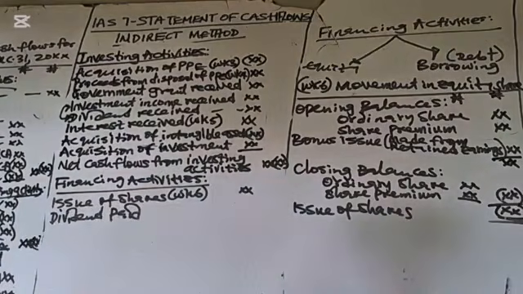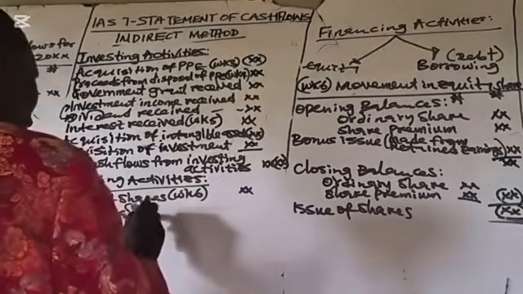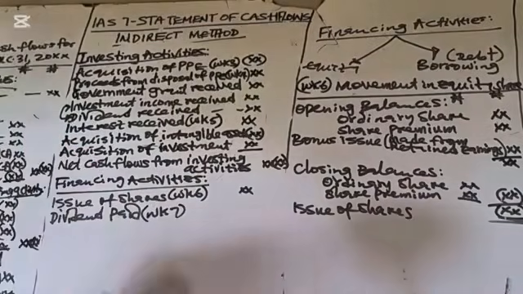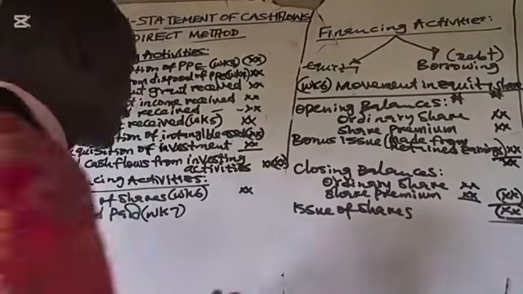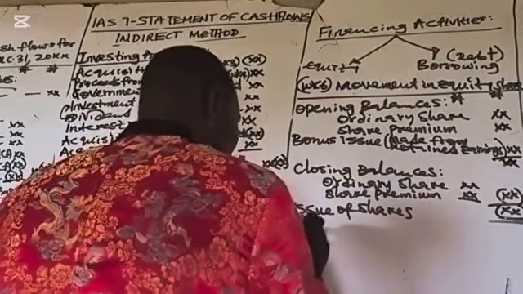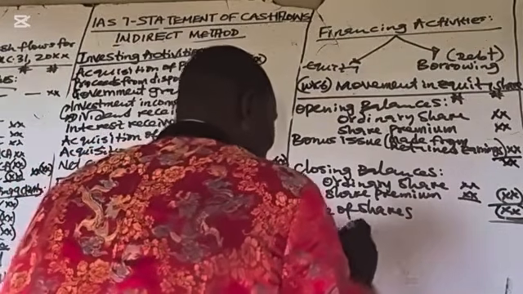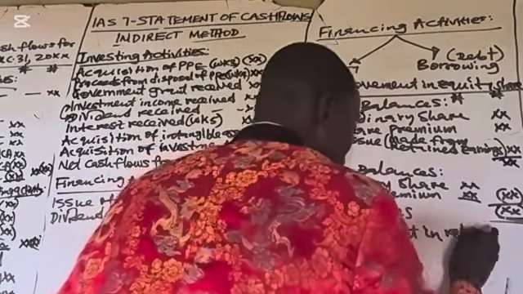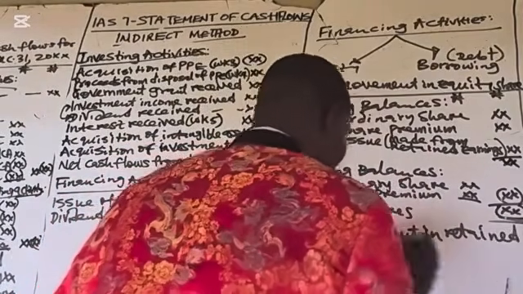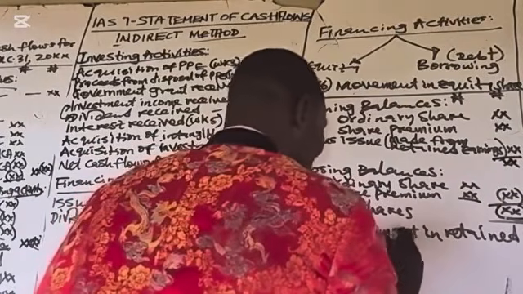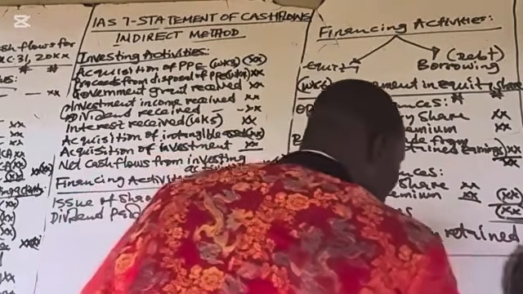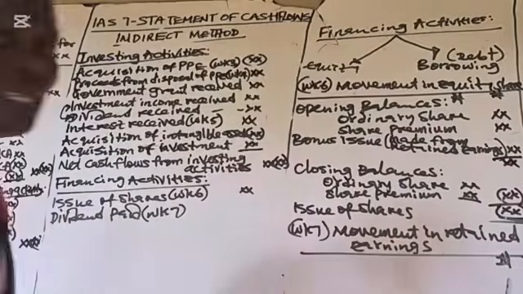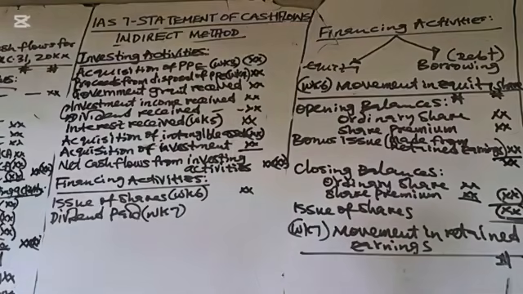Where dividend is paid during the period, it may be given in the question, but where it is not given, you check the movement in retained earnings. Working number 7: movement in retained earnings. Where dividend paid is not given, you check the movement in your retained earnings.